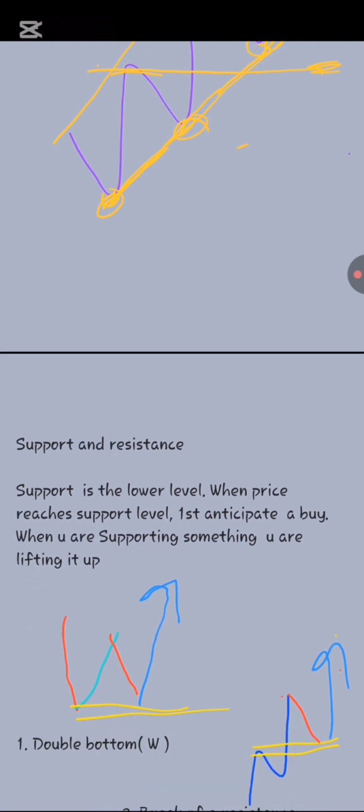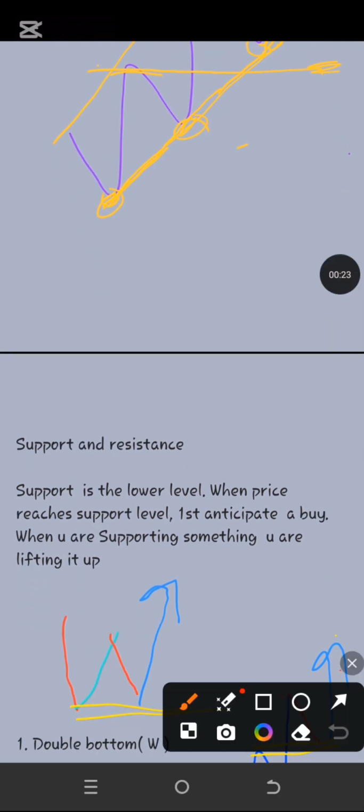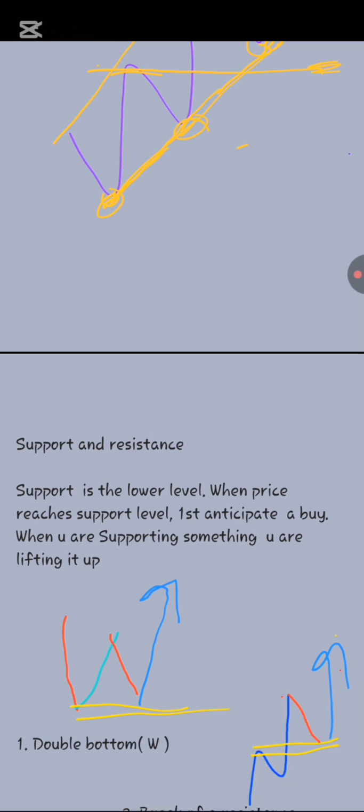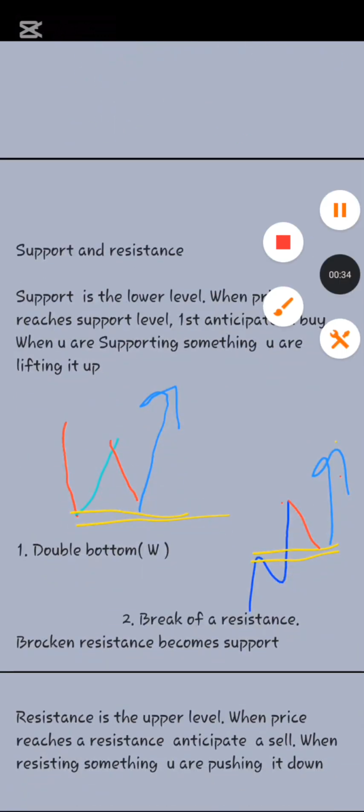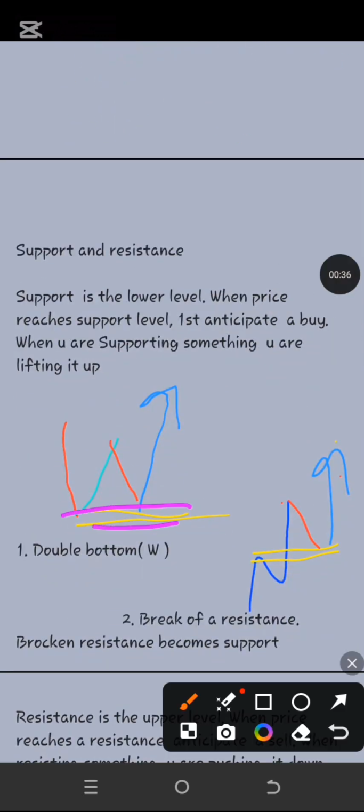To kickstart, we're going to start off with support and resistance. So, what is support and resistance? Support and resistance are horizontal levels. A support is a level that's below, so when we're approaching a support over here, we are anticipating to buy. That's what a support is.